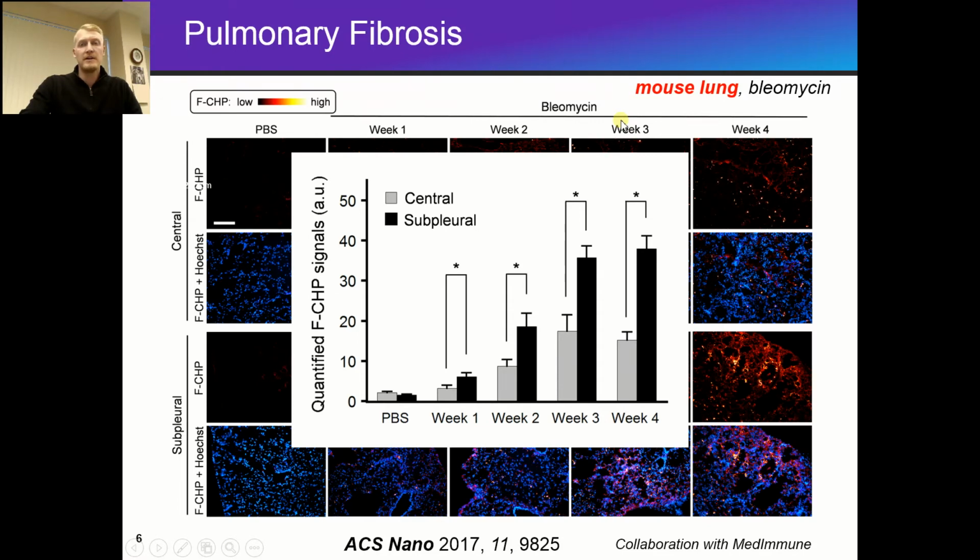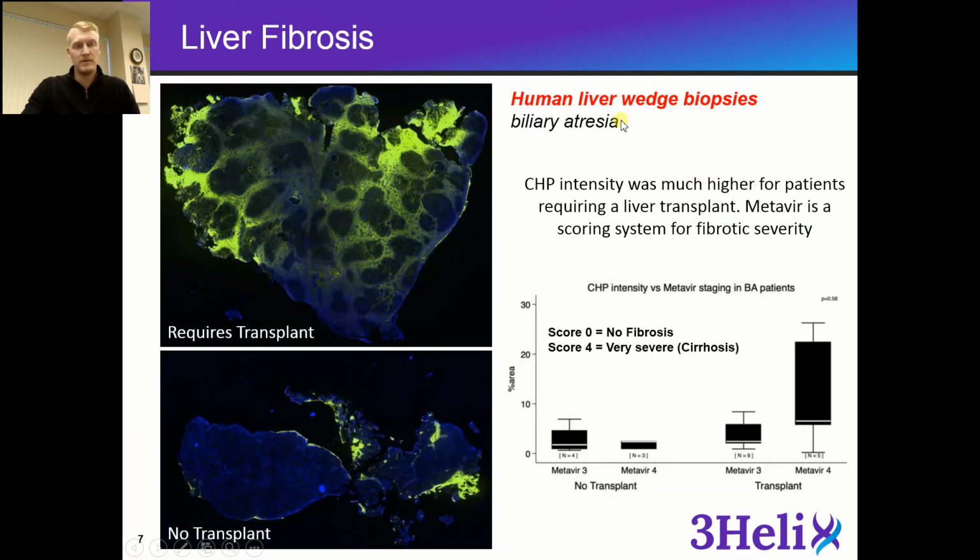Now the next example is actually done in human tissues. So this is a liver fibrosis model that is based on biliary atresia, which basically is caused by blockage in the bile ducts within the liver. Now patients with BA oftentimes require surgery to correct this, and if they don't get surgery, it oftentimes results in death, or they require a liver transplant. So what you see here is a human liver wedge biopsy, and in the top example we have a liver section from a patient who did actually require a liver transplant even after they did the surgery.